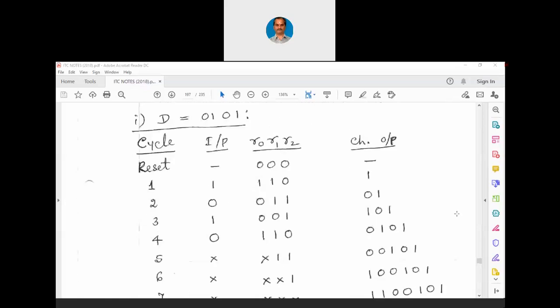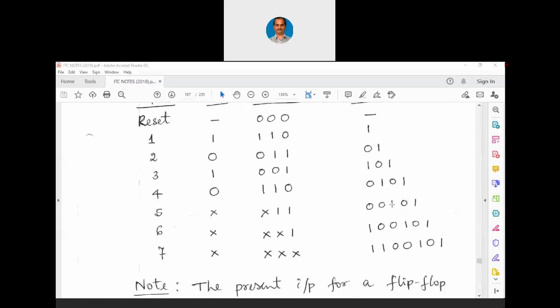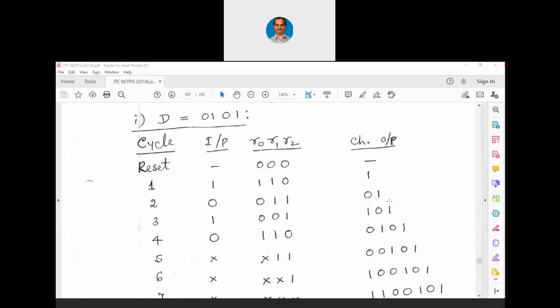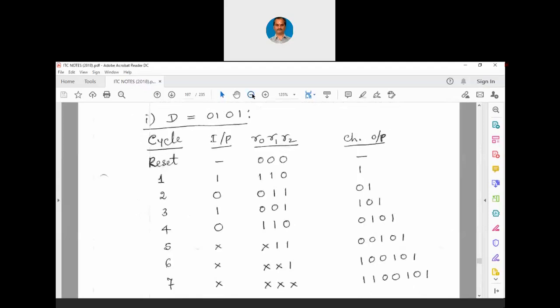So the first example, it is 0, 1, 0, 1 and you can see, let me slightly zoom out. Now when the input is 0, 1, 0, 1, first it is reset, all 3 registers are containing 0, 0, 0. Next in the first clock cycle, 1 is going to come, the channel output is 1, then 0, then 1, then 0.